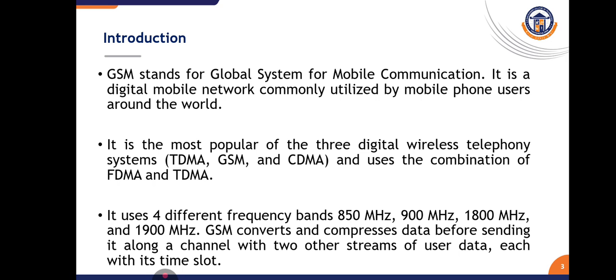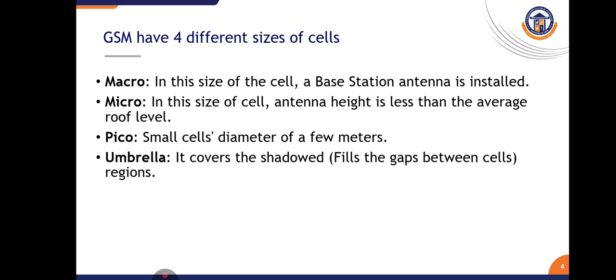GSM has different sizes of cells: macro, micro, pico, and umbrella. In the macro cell, the base station antenna is installed at a large height. In the micro cell, the antenna height is less than the average roof level. Pico is a small cell with a diameter of a few meters. Umbrella covers the shadow regions, that is, it fills the gaps between the cell regions.